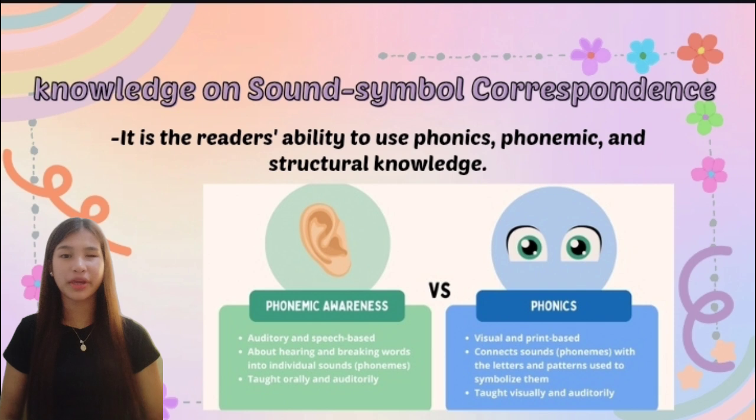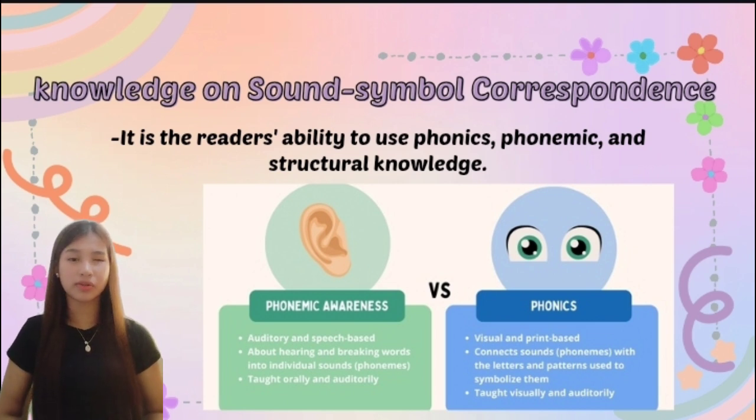On the other hand, phonemic awareness is auditory and speech-based, and it is about hearing and breaking words into individual sounds or phonemes. Phonemic awareness is also taught orally and auditorily. It is the ability to identify, hear, and work with individual sounds in spoken words. It helps children develop an ear for sounds. For example, it includes segmenting, blending, matching phonemes, rhyming, and substitution, which we will discuss later on.